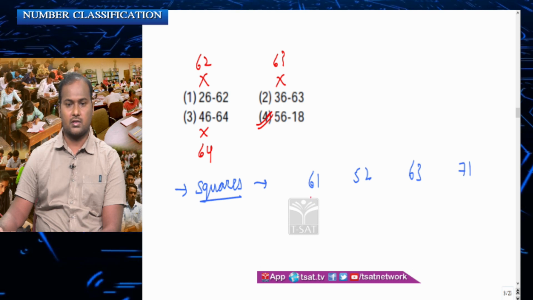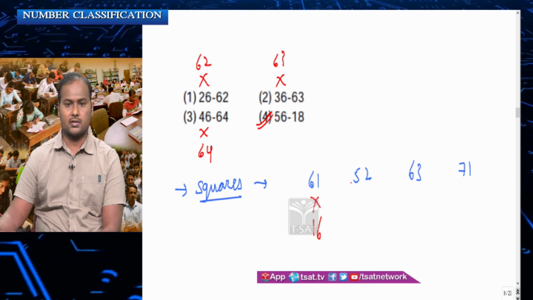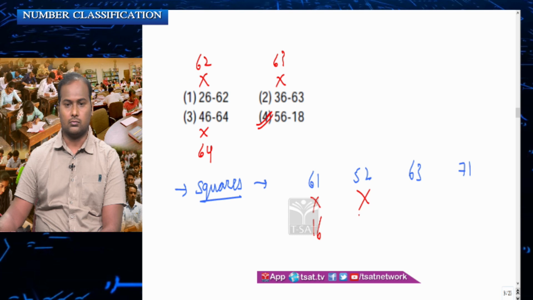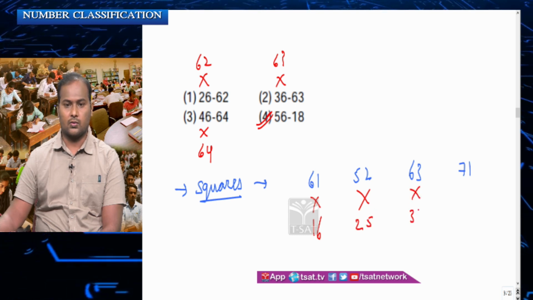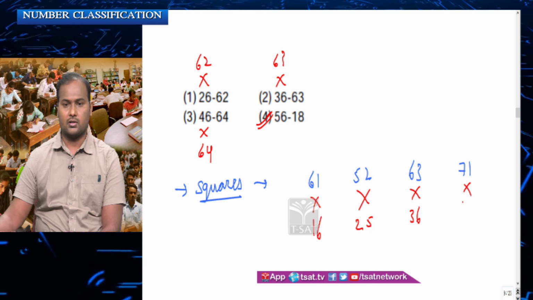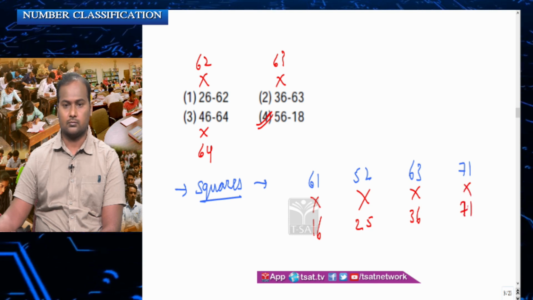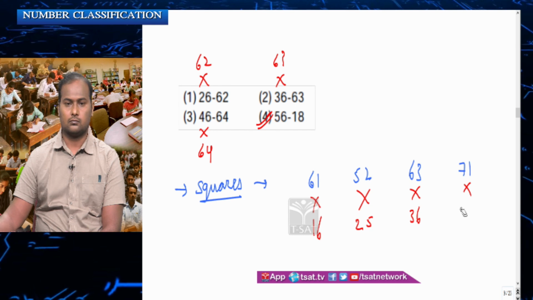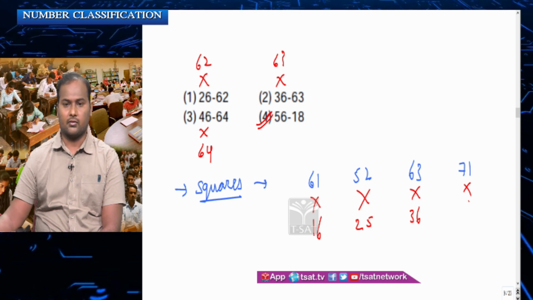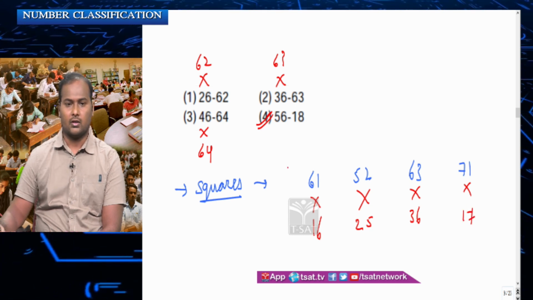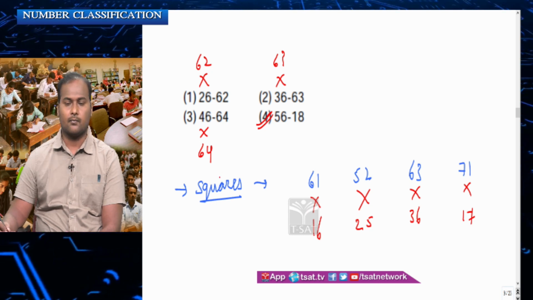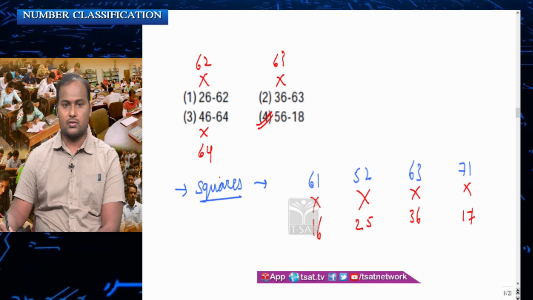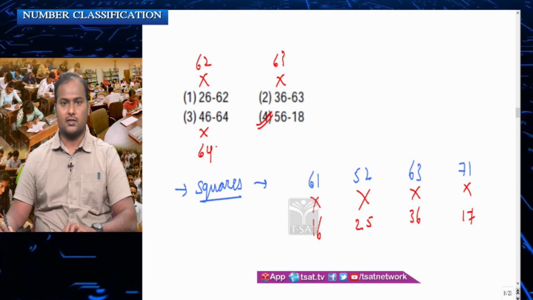For example, 61, if you interchange, you will get 16. 52, you interchange, you will get 25. 63, you interchange, you will get 36. If you interchange 71, you will get 17. See here, the squares are inverted. Not only the numbers will invert, even he will invert the square values as well. So students need to remember this as well.